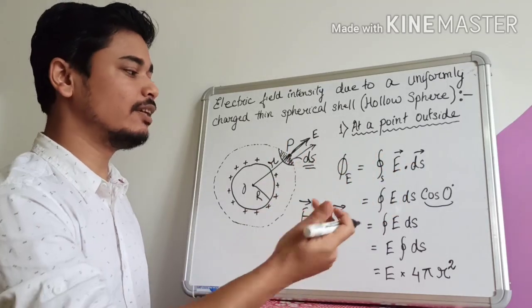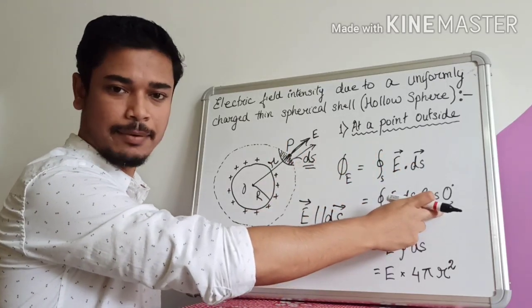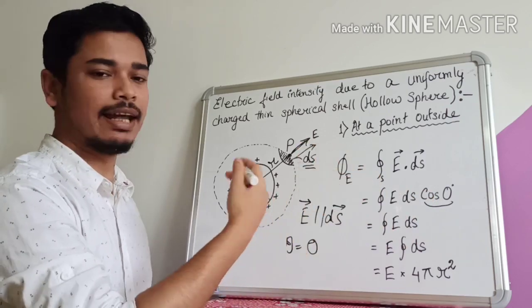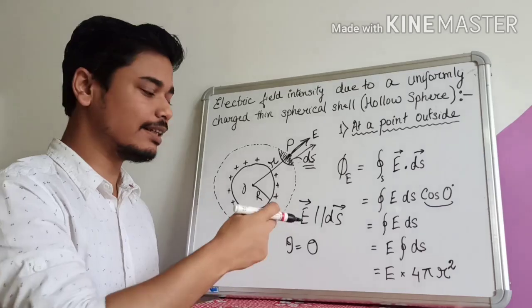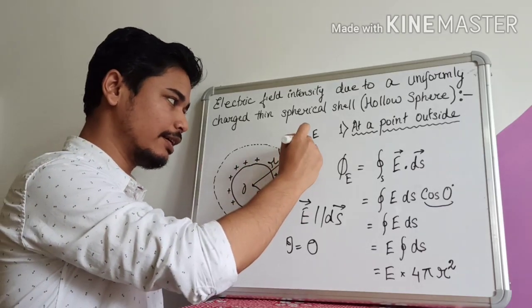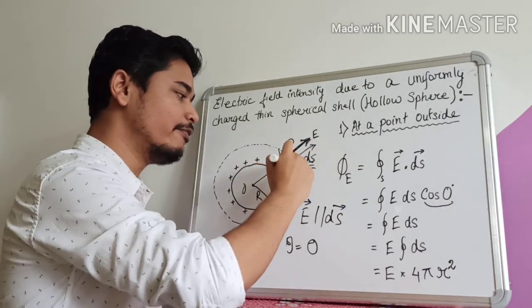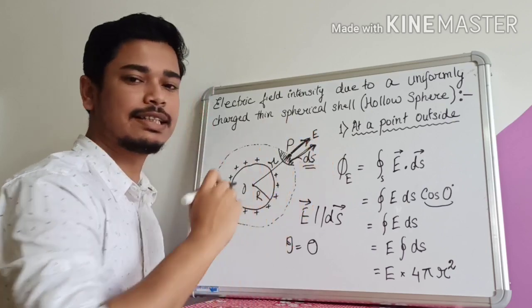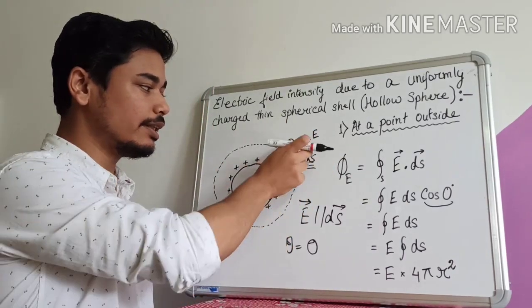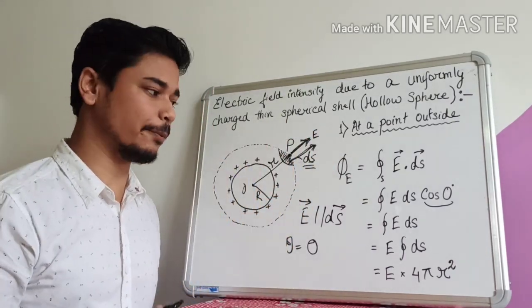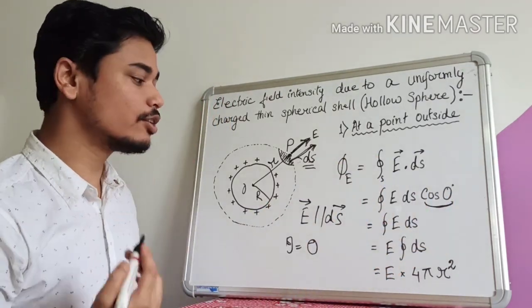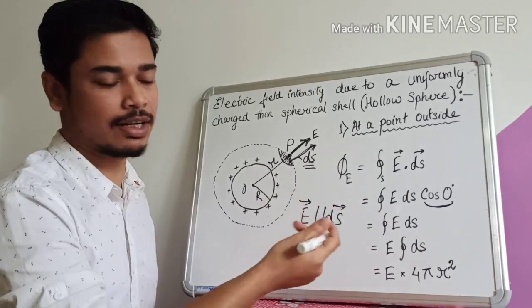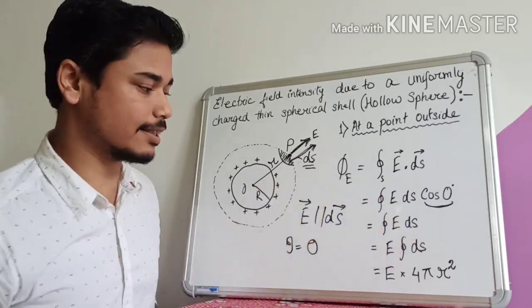What is E dot ds? E dot ds is nothing but E ds cos theta. What is the angle between E and ds? That is theta equal to 0 degree. In this case, the electric field vector lies in this direction and the area vector for this element also lies in the same direction. So what is the angle between these two vectors? The angle is 0 degree. So here we have cos of 0 degree, which is 1. So what do we get for the electric flux? The electric flux is integration of E ds.